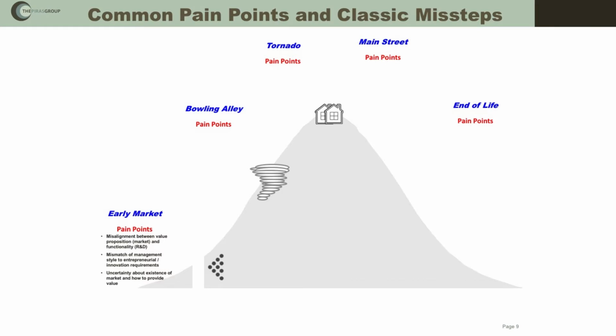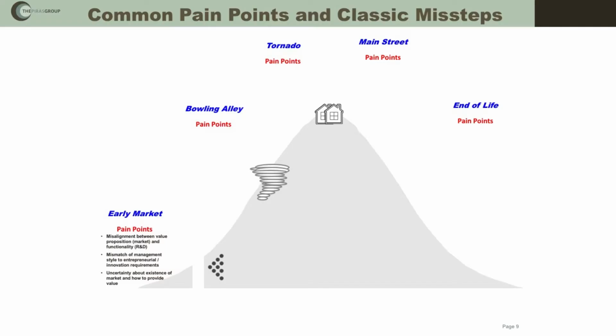Well, in the last segment, I shared with you the role and challenges of leadership across the life cycle. Now we're going to turn our attention to the common pain points, classic missteps across the life cycle. Common pain points of each phase tend to shed light on the tensions or the misalignments within that phase that often lead to missteps, time delays of getting to the next phase.